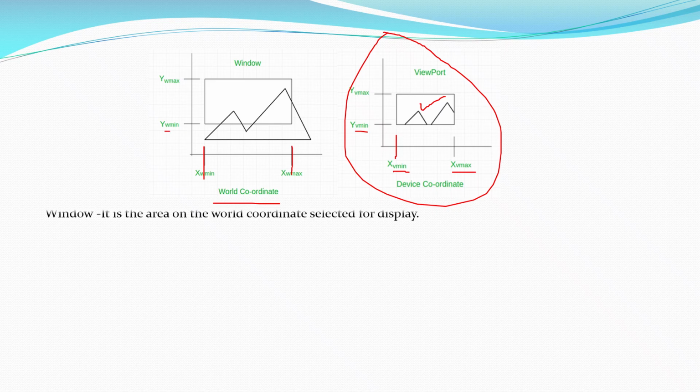So how will it be transferred? The window is the area in world coordinates selected for display. This is your full screen displaying this image. What we want, from the previous objects, is to zoom in, and then the specific part that gets zoomed is called the viewport.